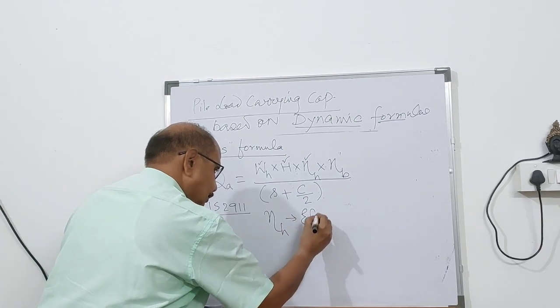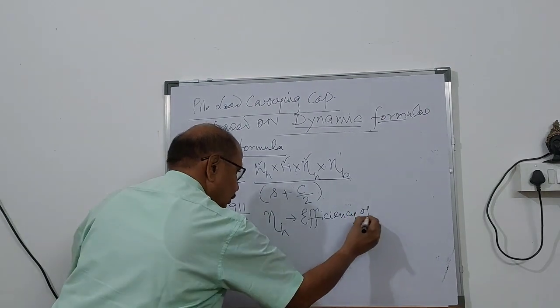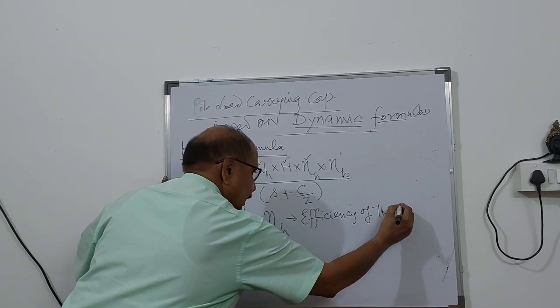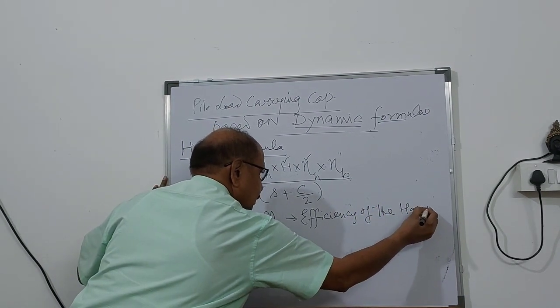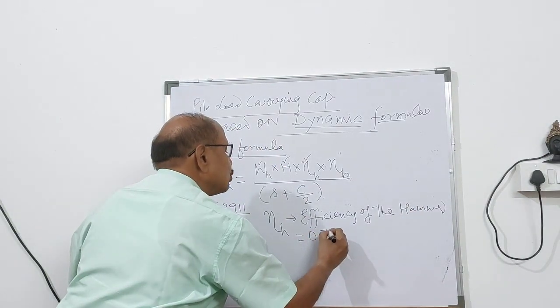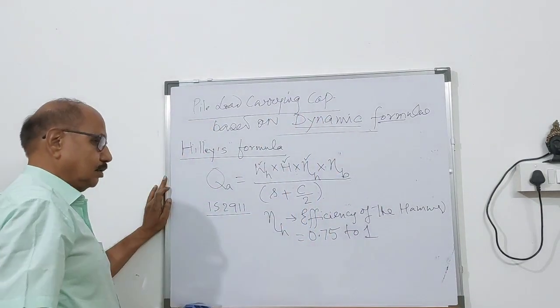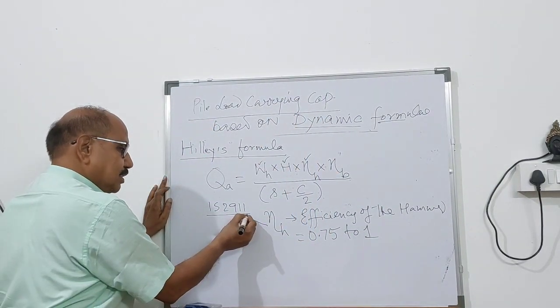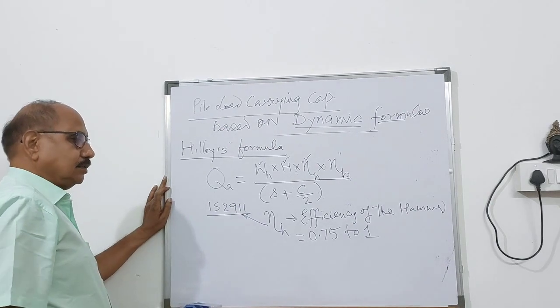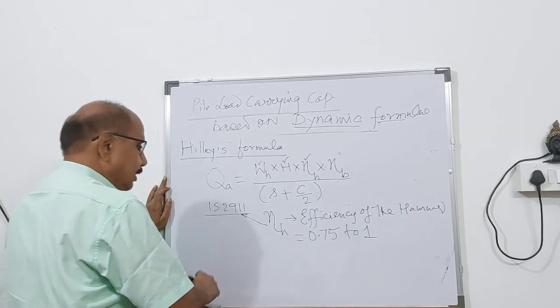So the value of eta H, the efficiency of the hammer, is going to be between 0.75 to 1. So you can refer to this, and tables are given, you can always use it.